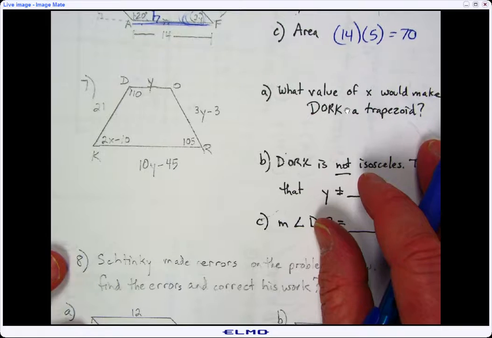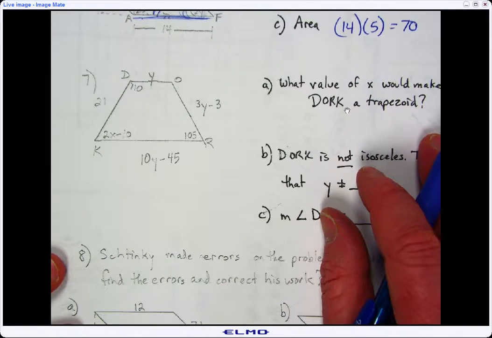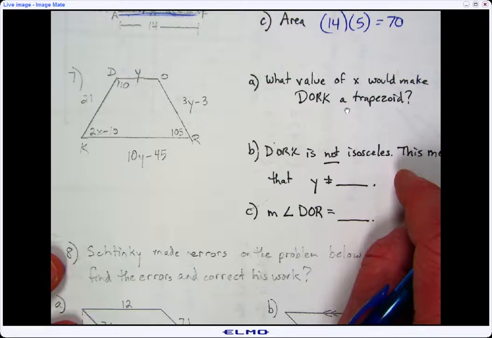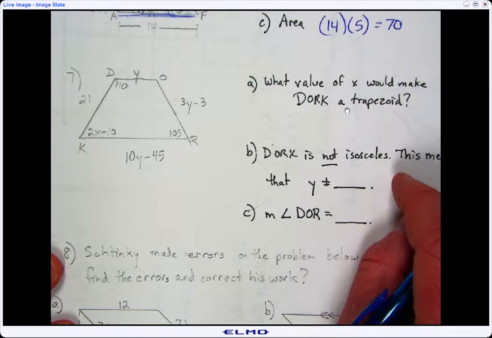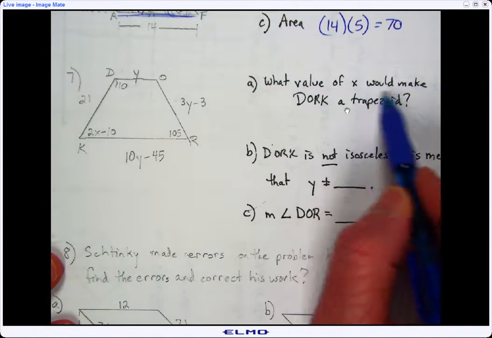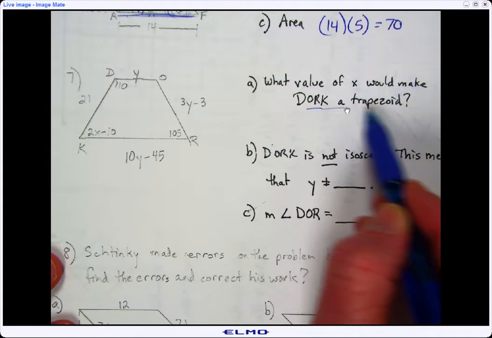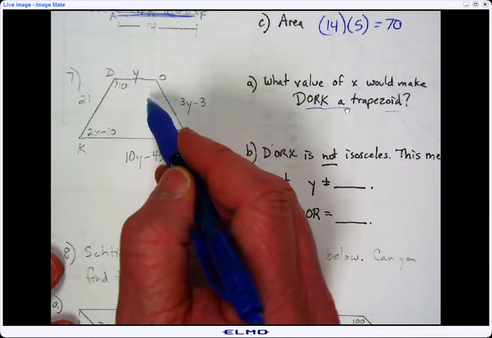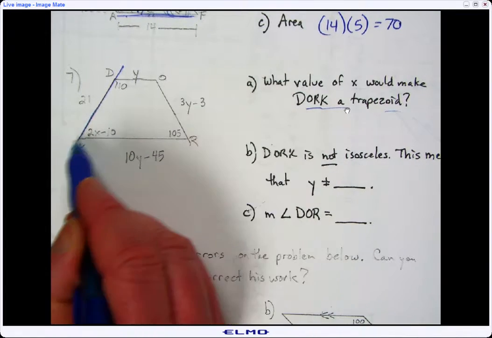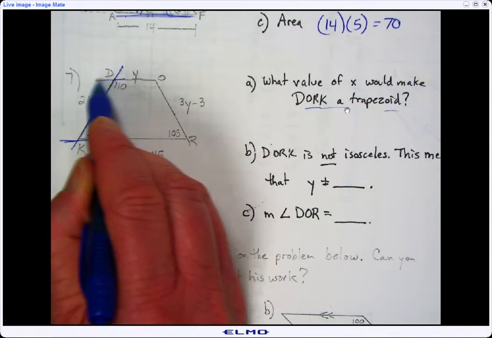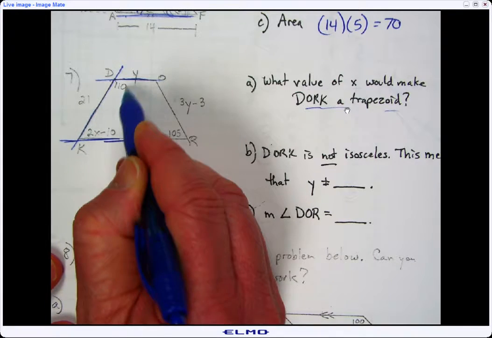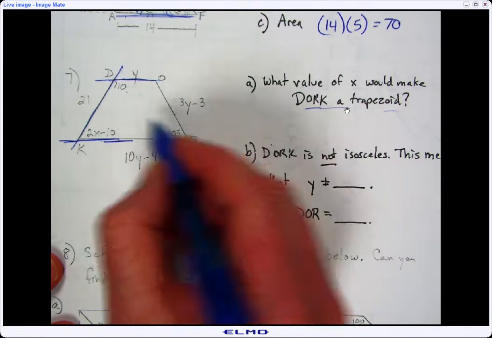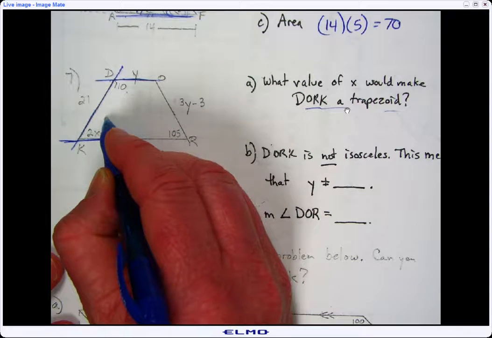Okay, this next one is a really, really crazy picture. I did it so that you could see if you understand your properties. So it says, what value of x would make DORK a trapezoid? So if x is what, then I have some parallel lines here. Well, if these two add up to 180, then I have parallel lines. Well, I know that's 110. That means this has to be 70.